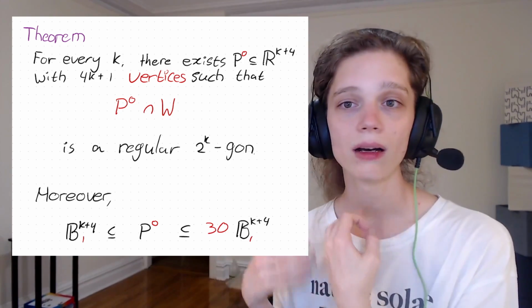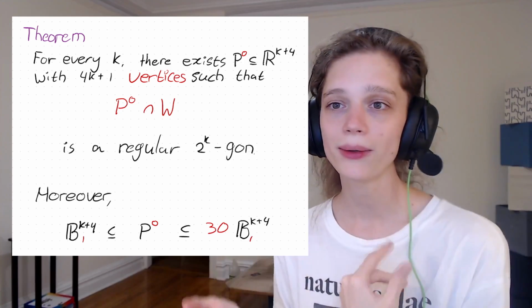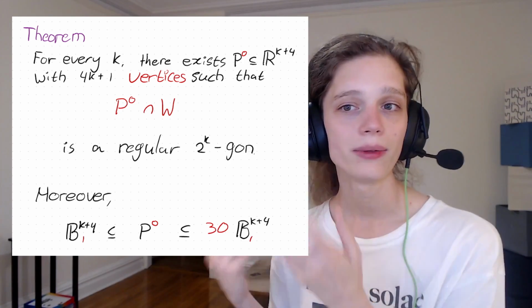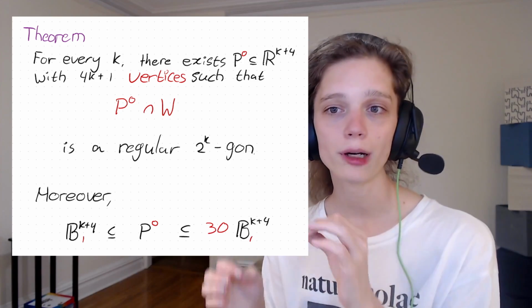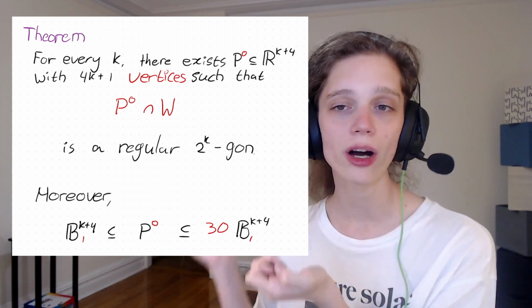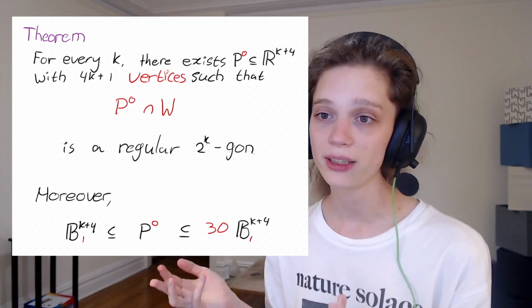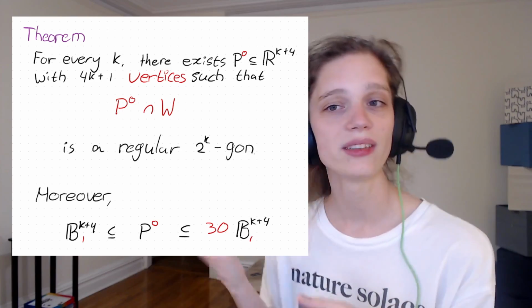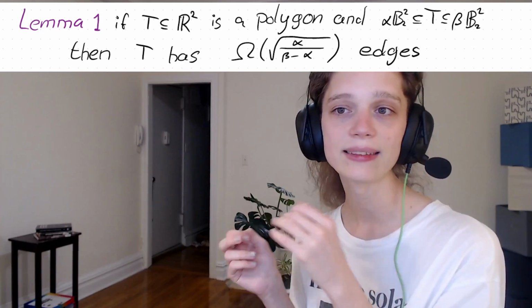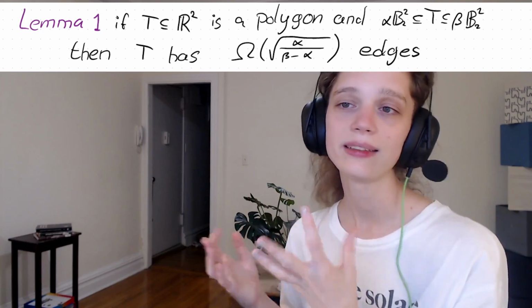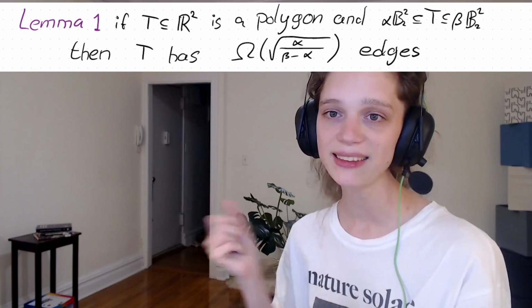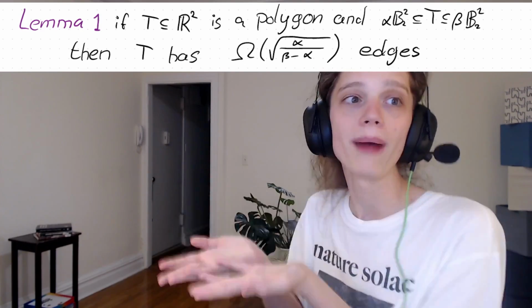And so this is our construction, and now we need to find a way to analyze it. We need to show that if we perturb these vertices by some Gaussian error, then the resulting intersection with W will still have many vertices, or because it's a polygon, the number of vertices is the number of edges. So let's find a way to lower bound the number of edges of a polygon. Here is the lemma that we're going to use for this. If I have a polygon T, and if it contains the round disk of radius alpha, and is contained inside of the round disk of radius beta, then T must have some lower bounded number of edges.